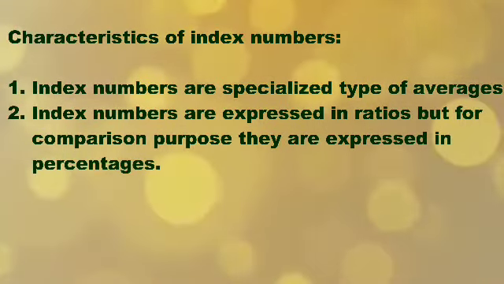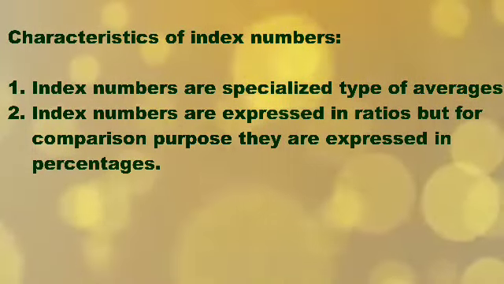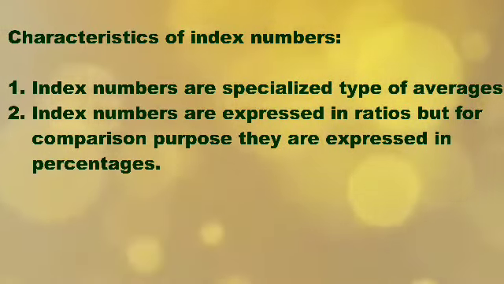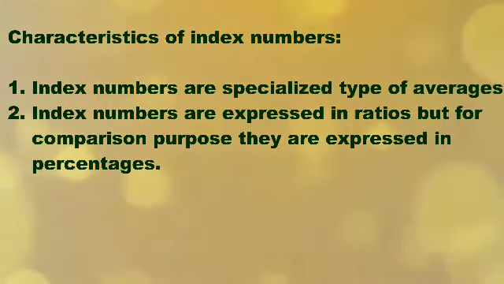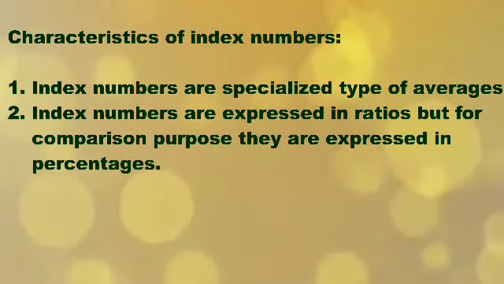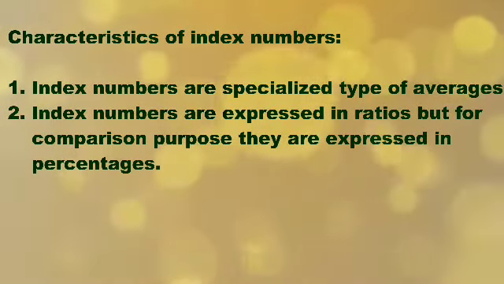Second one, index numbers are expressed in ratios, but for comparison purpose they are expressed in percentages. Index numbers are mainly used for the comparison of price, quantity and value of an item or a group of items. So index numbers are expressed in terms of percentages to show the extent of relative change.